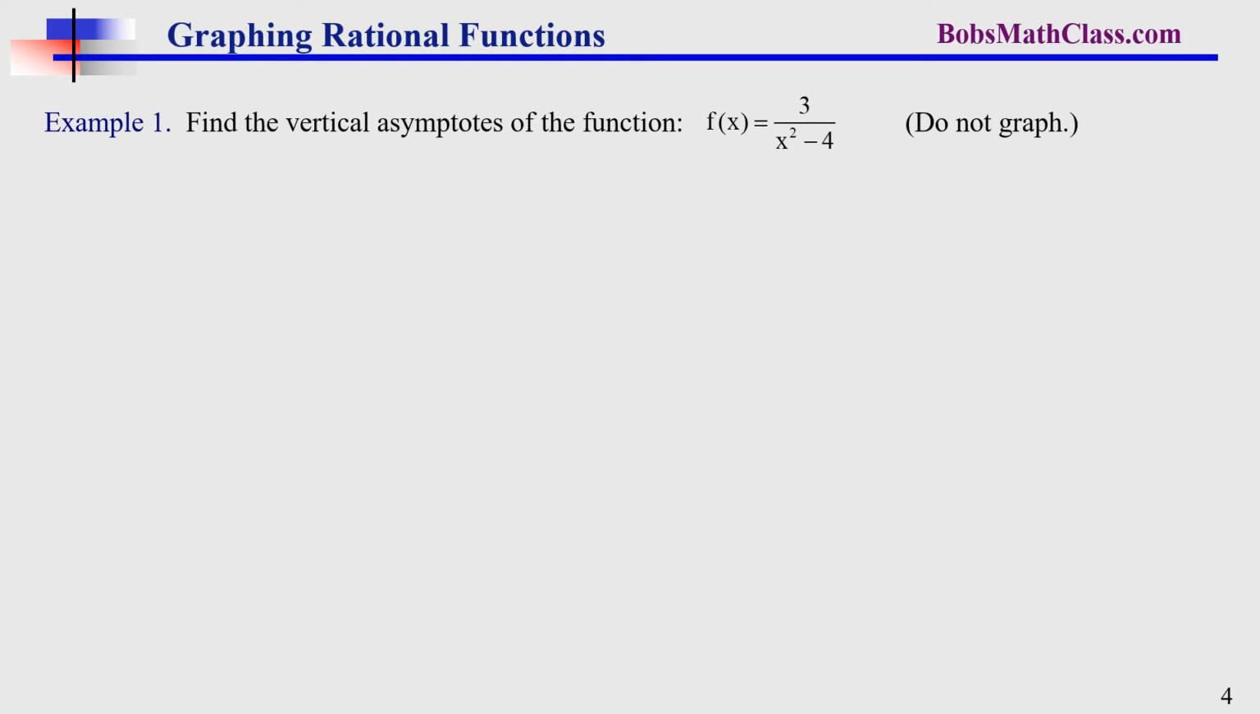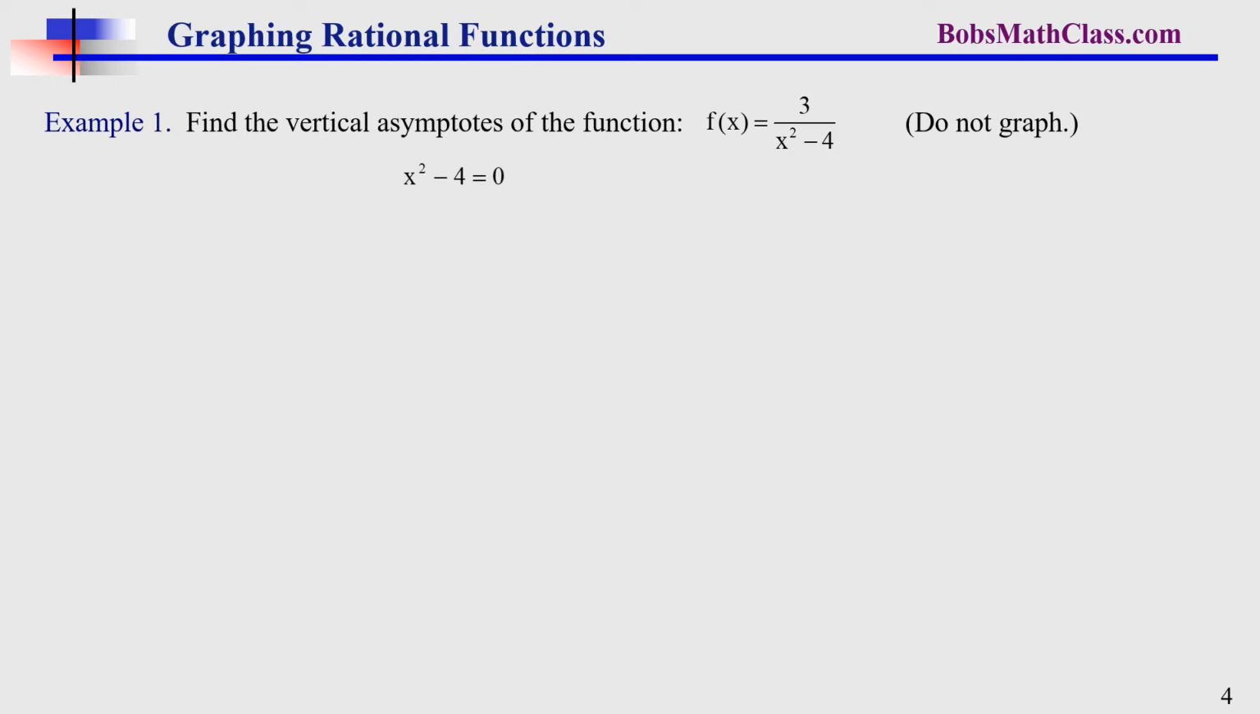Okay, our first example. Find the vertical asymptotes, this one has 2, of the function f of x equals 3 over x squared minus 4. Do not graph. Okay, we're not going to graph yet. We'll get into the graphing in just a little bit.